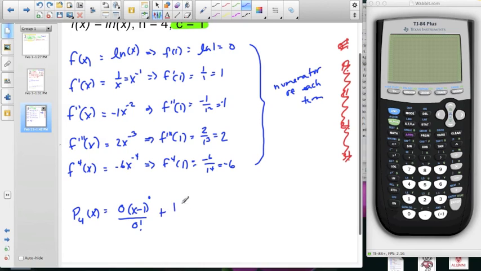Then we have plus 1 x minus 1. This is where our center comes in, to the first power. And then we have minus 1 x minus 1 squared over 2 factorial. And then we have plus 2 x minus 1 cubed, being the 3rd derivative, over 3 factorial. And then the next one is the next derivative, minus 6 x minus 1 to the 4th power over 4 factorial. So this is our Taylor approximation centered at 1. And yeah, this you can just write as minus 6.